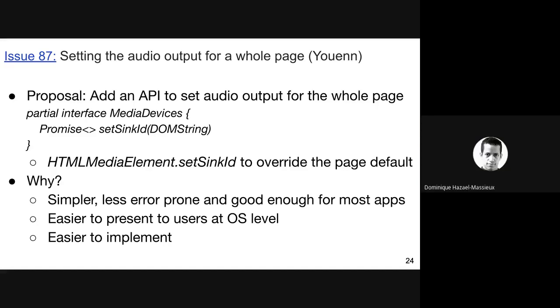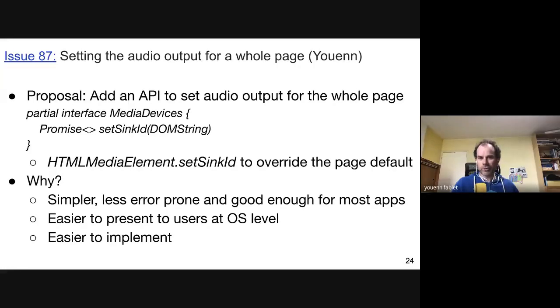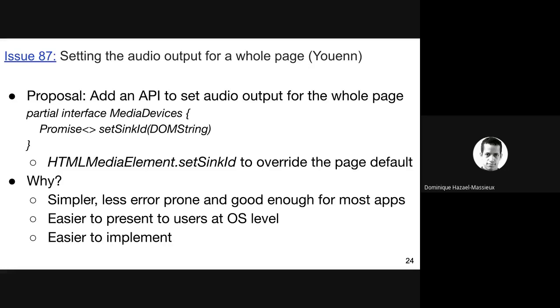Yeah, I like that. And yeah, so you say it also applies to web audio, but how would web audio opt out of that sync ID? So if you're setting the page default audio output, it would apply to web audio. So web audio currently does not have any way to set the sync ID. So they would not be able to override this value, but still it would be applicable to them. Okay, so it doesn't improve the lack of sync ID for web audio, but at least it gives a consistent story.